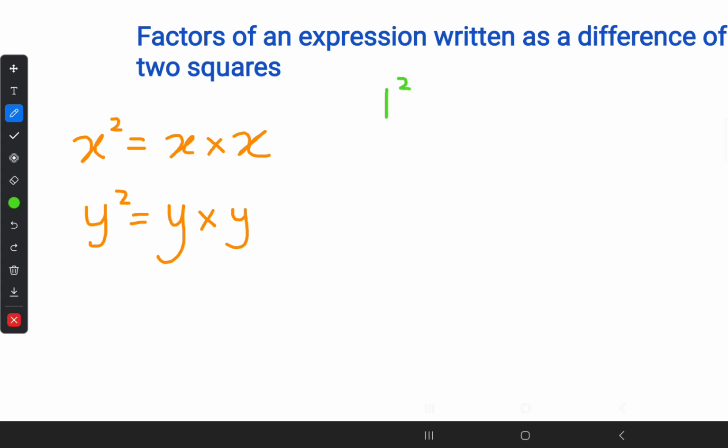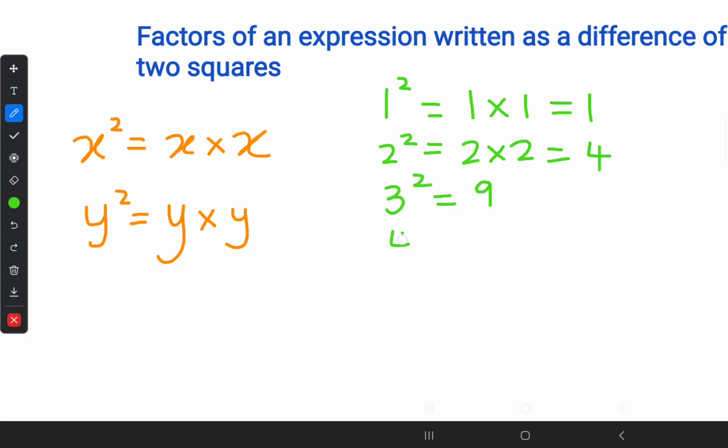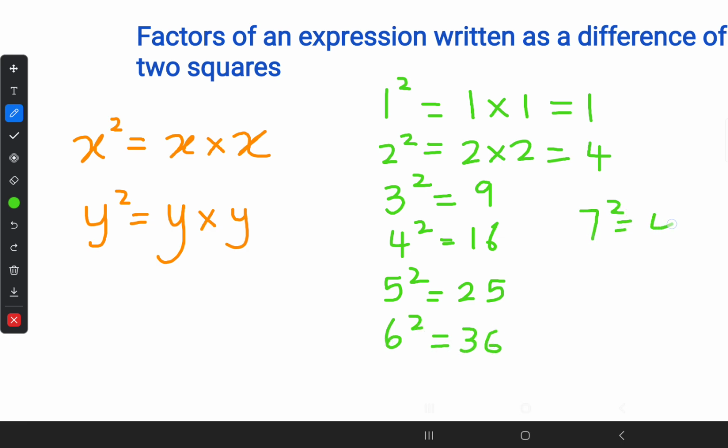So one square you should know until 10, that's enough. One square means one one is one. Similarly, two square, two twos are four. Likewise, three square, three threes are nine. Four square, that's 16. Five square, 25. Six square, 36. Seven square, 49. Eight square, 64. Nine square, 81. And 10 square, 100.